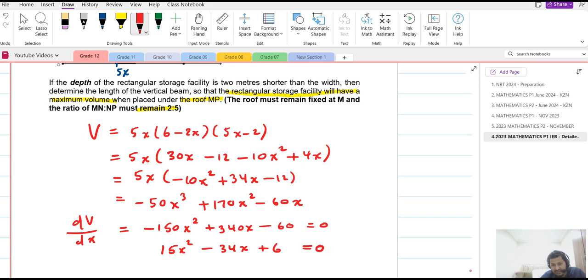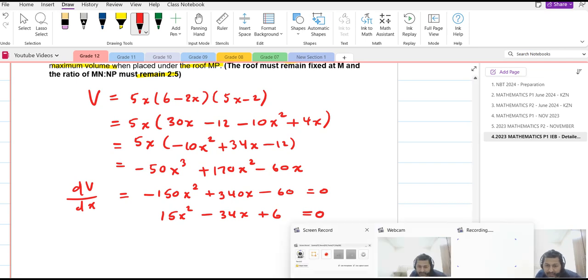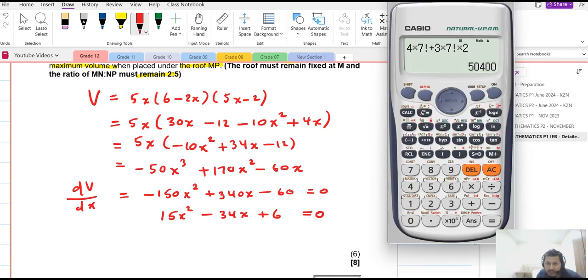See if this here works out. We can't take 3 inside. Mode 5, 3. We got 15, we got minus 34 and we have a 6. Why is the answers such? Why are the answers like this?